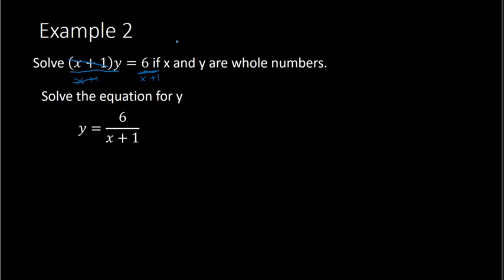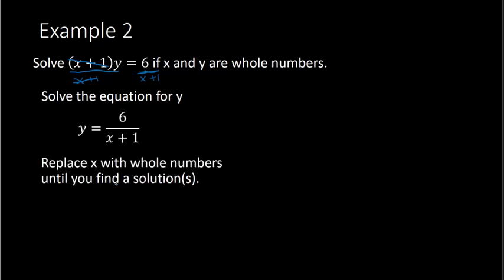And then if you're going to solve this, what you want to do is plug in different numbers for x or for y. And here, since we solved for y, we're going to plug in numbers for x and see which ones will give me a correct solution. So we're going to replace x with whole numbers until we find a solution, because it says our solution for x and y must be whole numbers. Whole numbers start at 0.